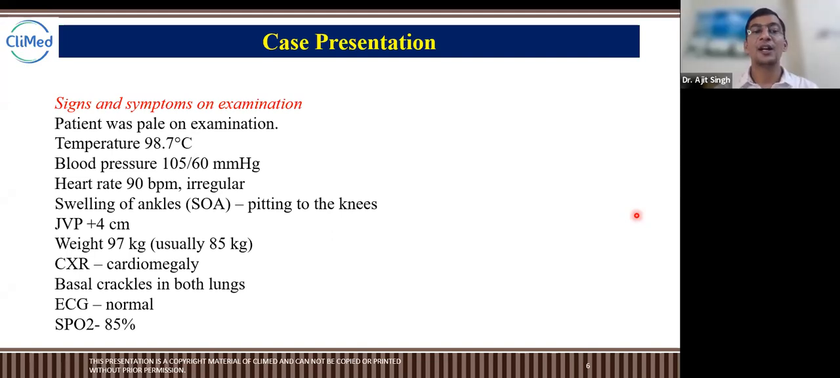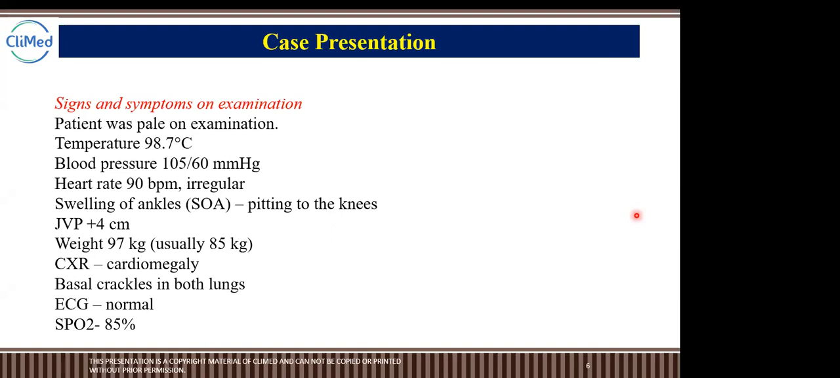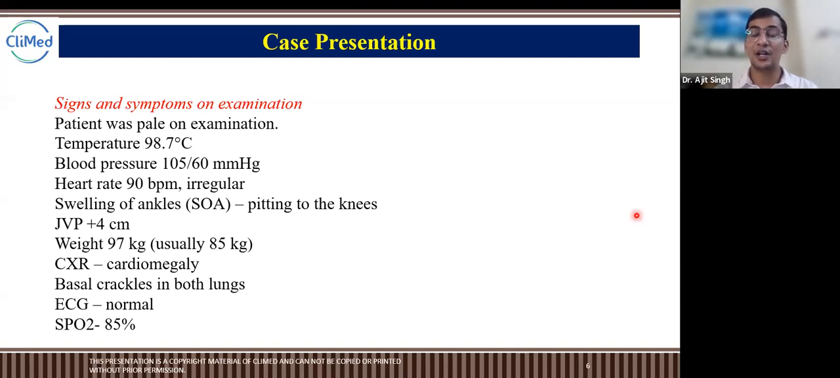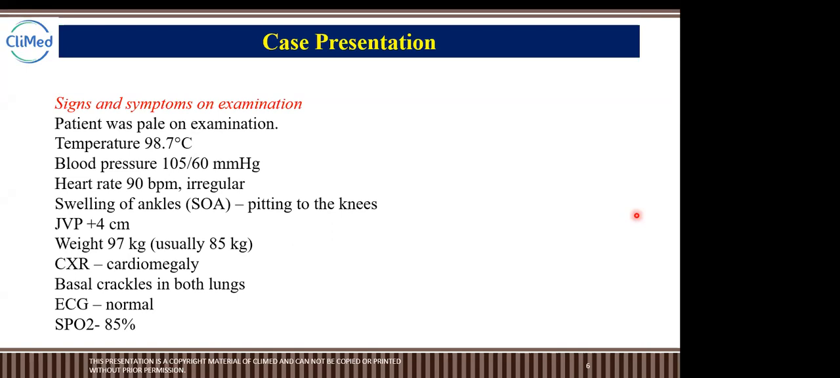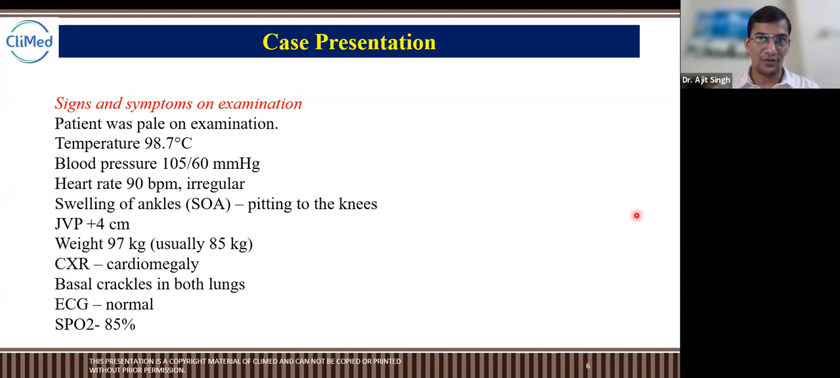Okay. Yes, sir. So here the weight is 97 kg. Usually this patient's weight is 85 kg. So what does it say here? What does it direct us to? The fluid buildup. Fluid overload, exactly. So the patient has around 12 kg of weight gained just by fluid overload.